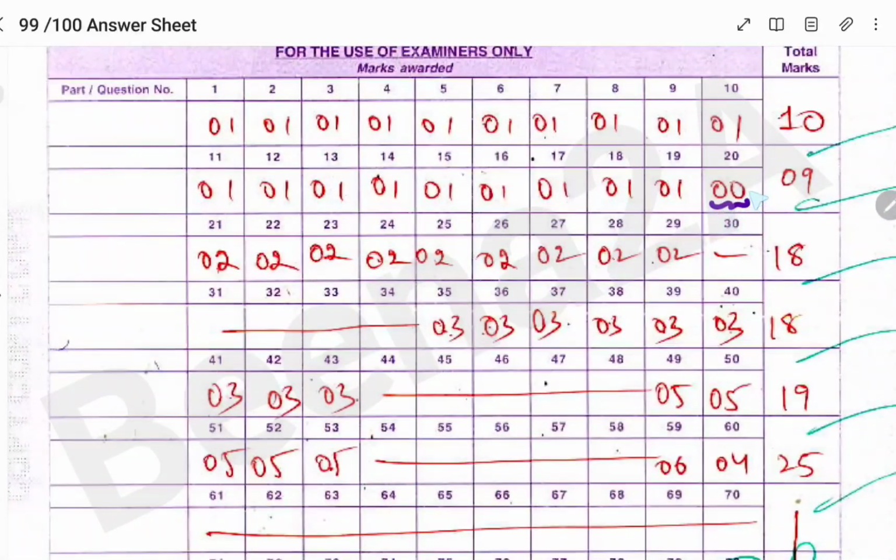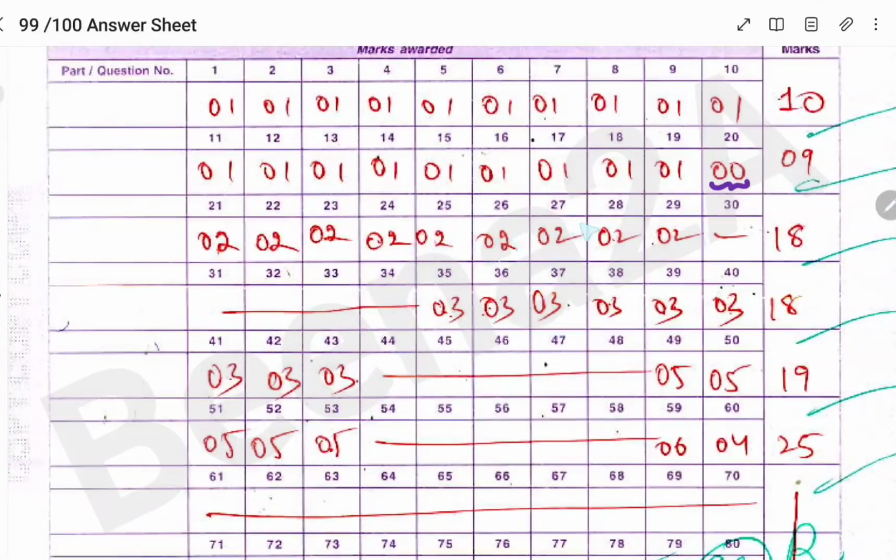So, he has lost 1 mark in the part A. This is a question related to application of derivatives. Otherwise, everything else, all the answers have been answered correctly.